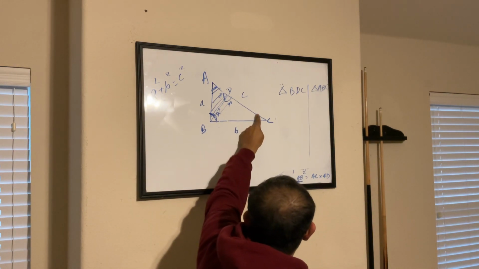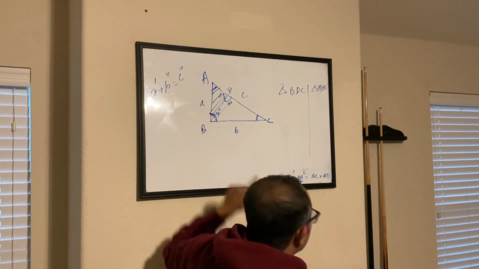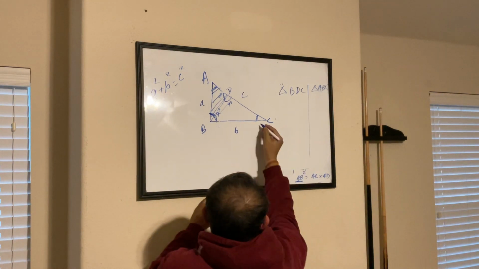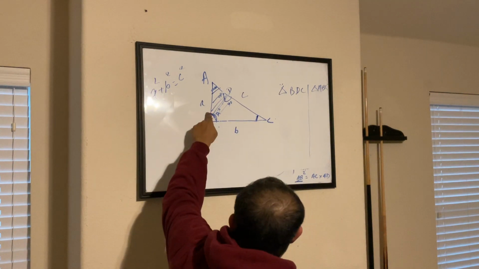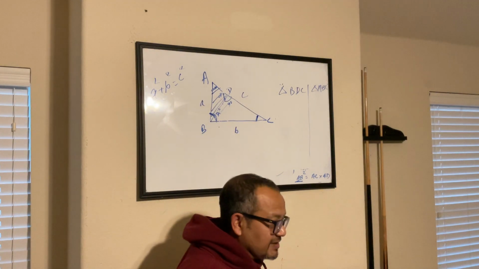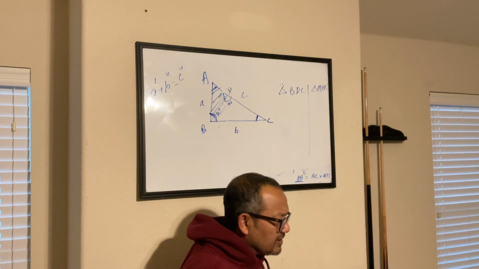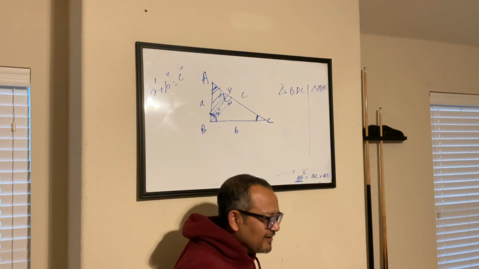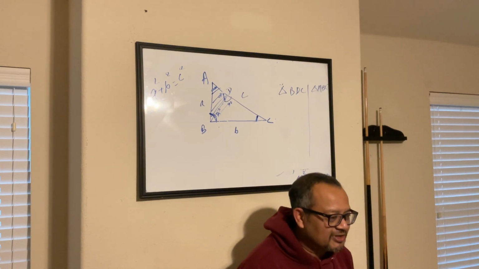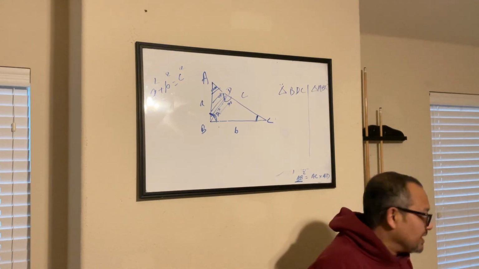Why? You have one angle which is common between this small triangle and the big triangle. You have 90 degrees here and 90 degrees there, so that is matching. So two angles have matched, so the third angle has to match. No choice. Anybody has any doubt? No? Okay.